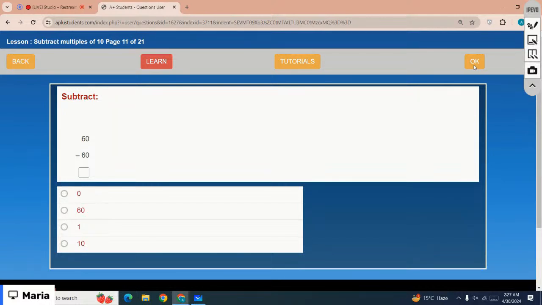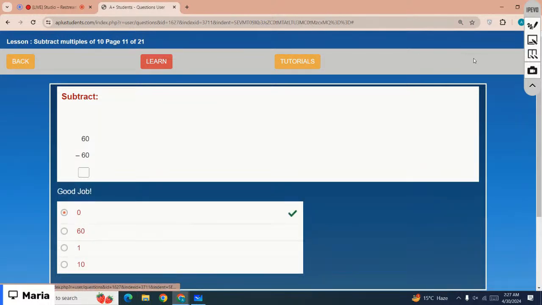60 minus 60 equals, yes, subtracting a number from itself always makes a 0. So 60 minus 60 is 0. The correct option is 0.